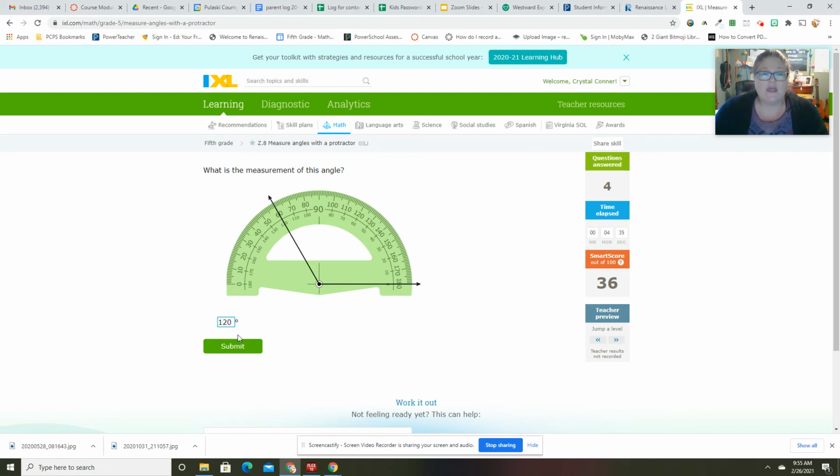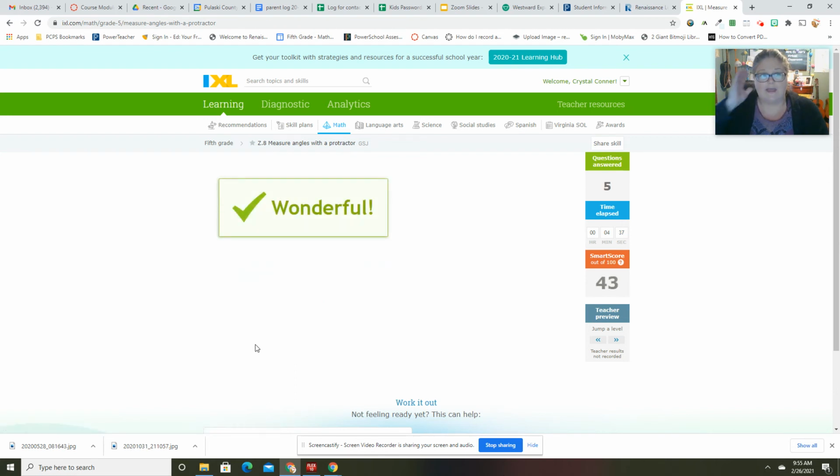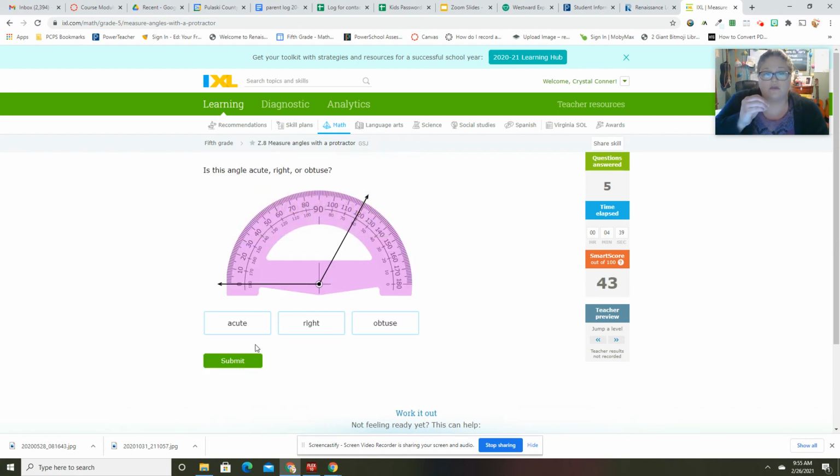So that's how you can sort of keep a line in your mind. Well, if it's acute, it's got to be between 1 and 89. If it's obtuse, it's got to be 91 to 179. Okay. And this one, all you have to do is pick if it's acute or obtuse. Clearly, we know that this angle is obtuse.